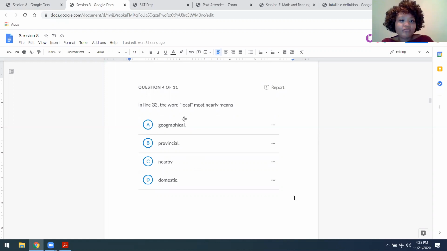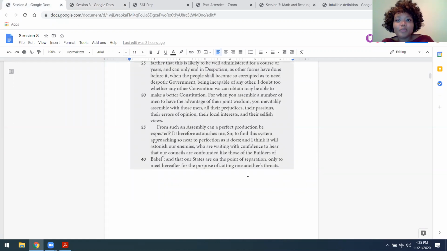So let's input geographical. For when you assemble a number of men to have the advantage of their joint wisdom, you inevitably assemble with those men all their prejudices, their passions, their errors of opinion, their geographical interests, and their selfish views. That kind of doesn't make sense. What are they interested in geography-wise? This is like the 1700s we're talking about. What are they interested in?